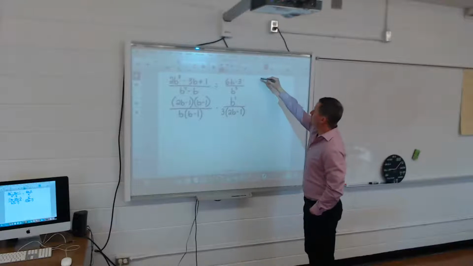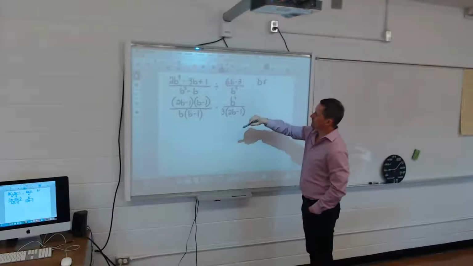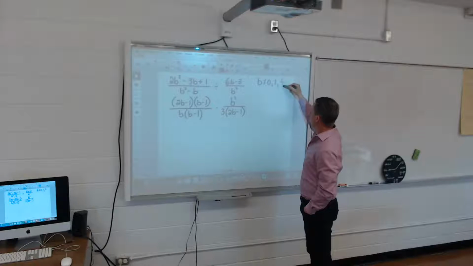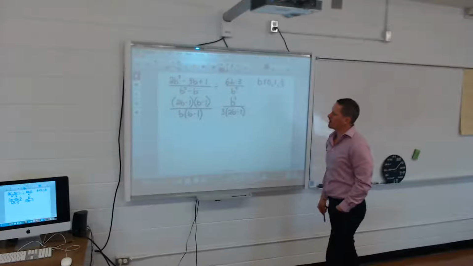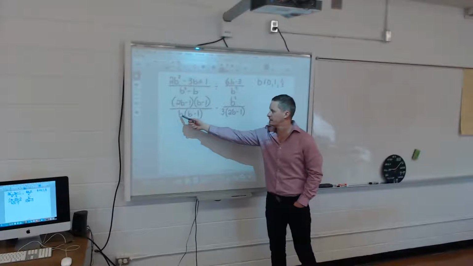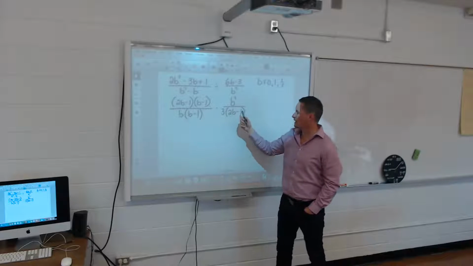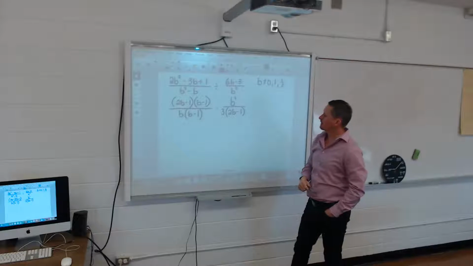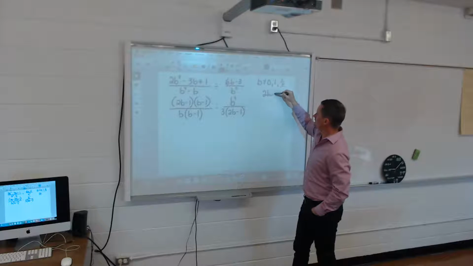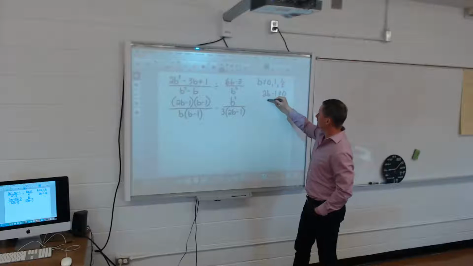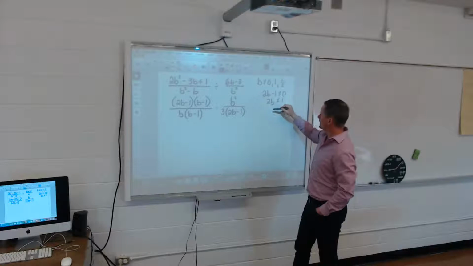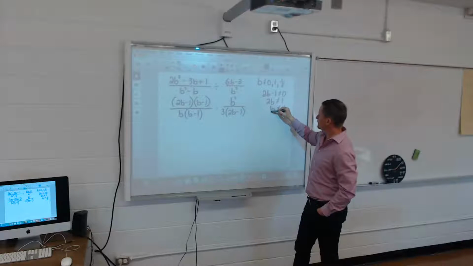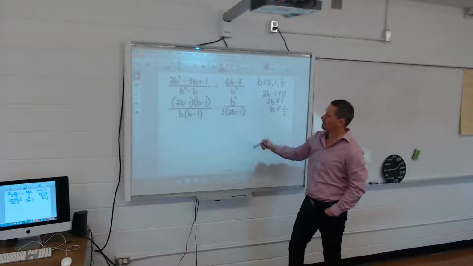Okay? So my non-permissibles at this point are 0, 1, and 1/2. Those are my 3 non-permissibles. 0's already in here, 0's there. 1 can't be in here, and 1/2 can't be in there. So those are the non-permissible values. On this one, 2b minus 1 cannot equal 0, so 2b cannot equal 1, and b cannot equal 1 divided by 2. That's how I get a half here.